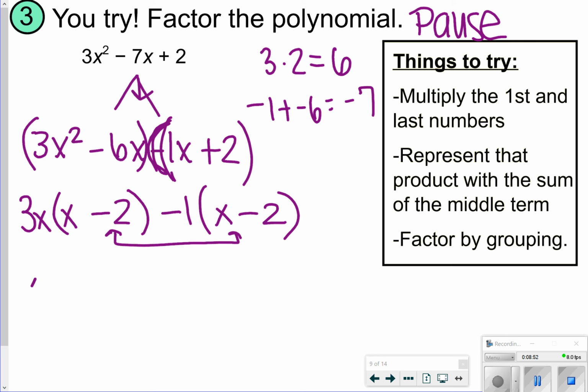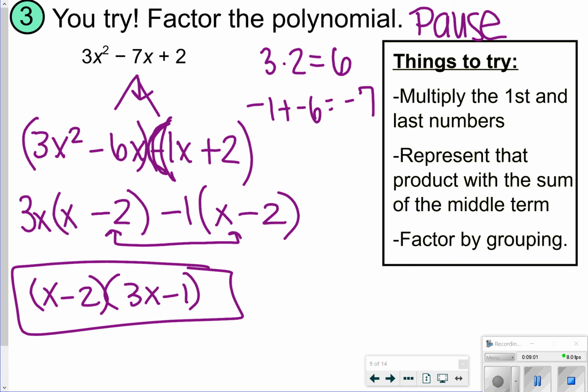Now I can put everything together. x minus 2 would be one binomial, and then 3x minus 1 would be the other. Again, I can check by FOIL, and that should give me back my original polynomial.